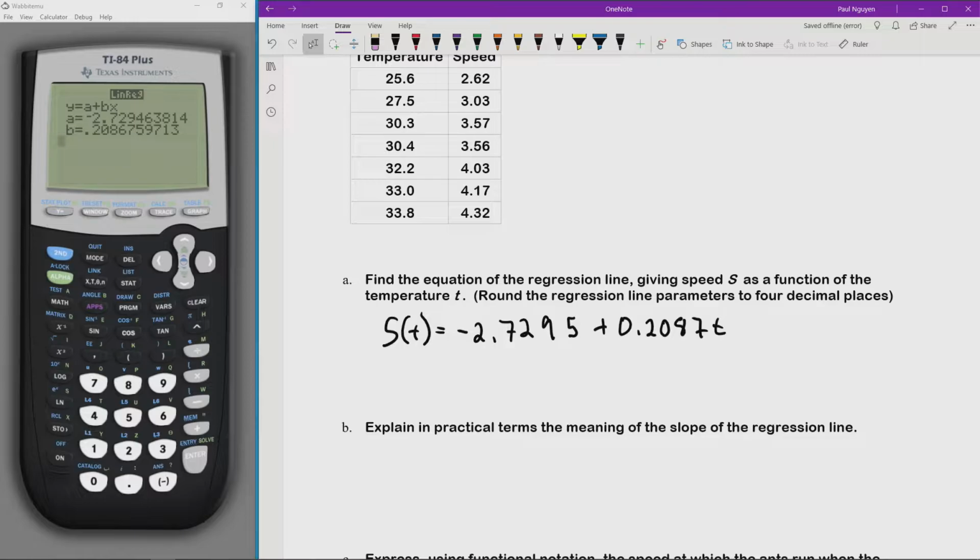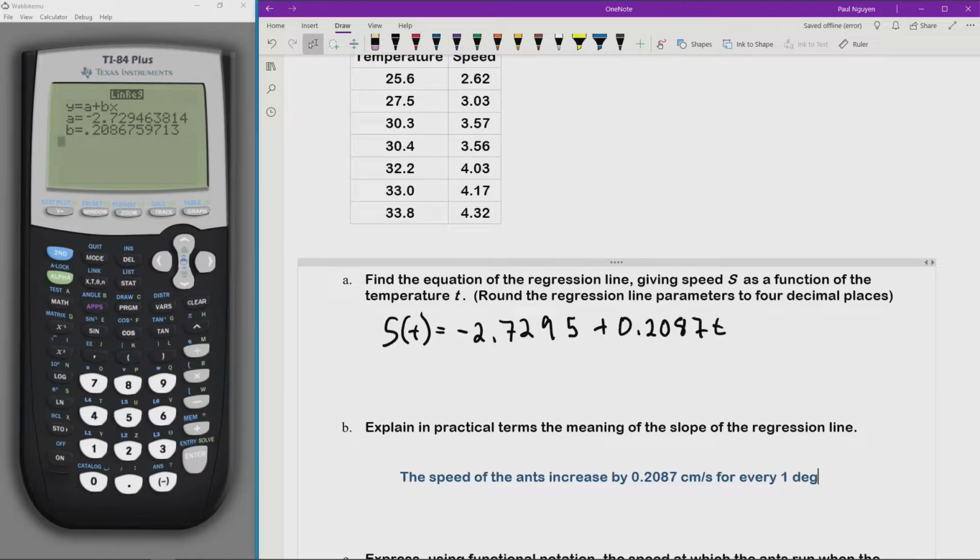Let's explain in practical terms the meaning of the slope of the regression line. Here, the slope of the regression line is 0.2087. So for every degree of temperature t that increases, the speed goes up 0.2087 centimeters per second. Let's write that down. The speed of the ants increases by 0.2087 centimeters per second for every 1 degree Celsius of increase.